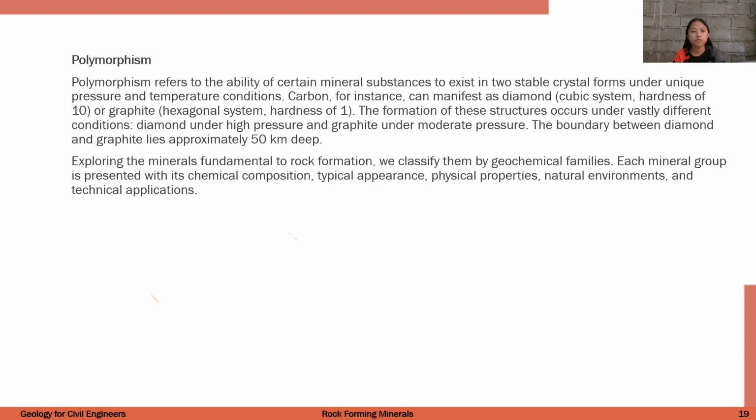Polymorphism. Polymorphism refers to the ability of certain mineral substances to exist in two stable crystal forms under unique pressure and temperature conditions. Carbon, for instance, can manifest as diamond, cubic system, hardness of 10, or graphite, hexagonal system, hardness of 1. The formation of these structures occurs under vastly different conditions. Diamond under high pressure and graphite under moderate pressure. The boundary between diamond and graphite lies approximately 50 kilometers deep.